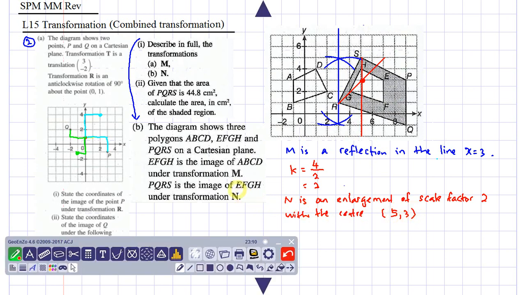Okay, then we go to the last one. Given the area of PQRS, PQRS is the image, is 44.8 square centimeters. Calculate the area of the shaded region. If you want to calculate the area of the shaded region, it means that we need to use the area of PQRS minus the area of this object, right? So now we are looking for the area of the object.